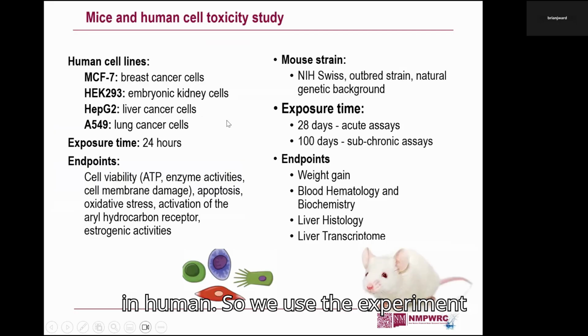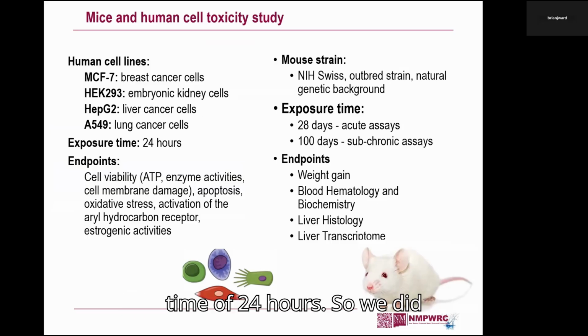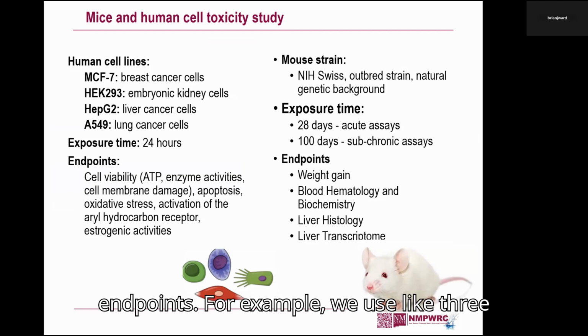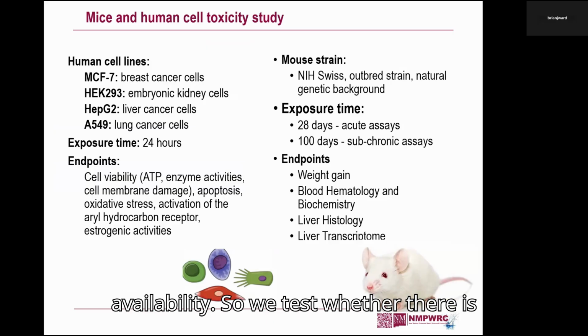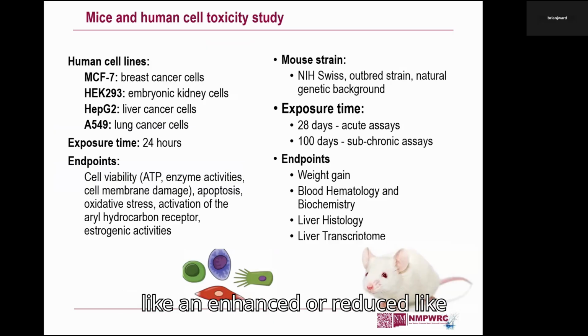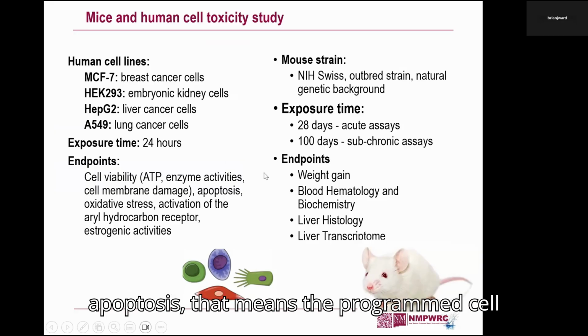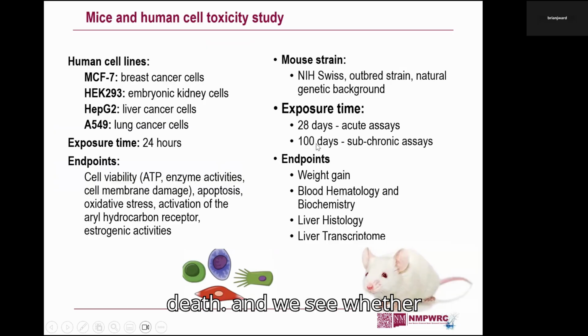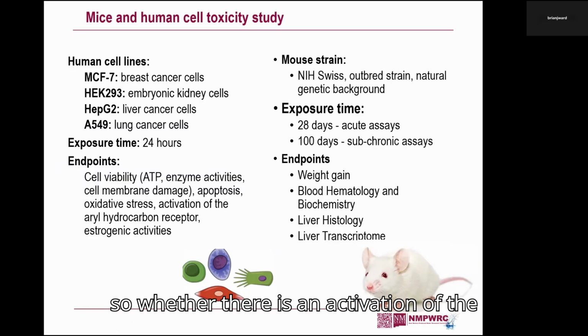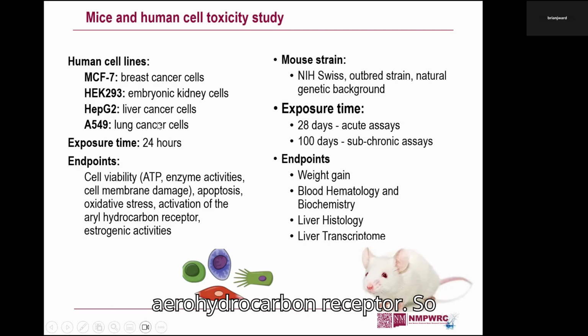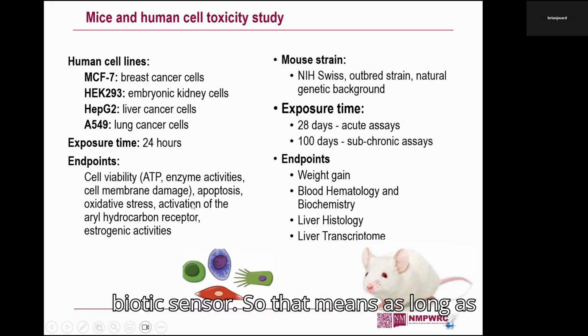So we use an exposure time of 24 hours. We did tests with different endpoints. For example, we use three types of assays to evaluate cell viability. We test whether there is enhanced or reduced apoptosis, that means programmed cell death. And we see whether there is increased oxidative stress. We also test whether there is an activation of the aryl hydrocarbon receptor. That's a kind of xenobiotic sensor.